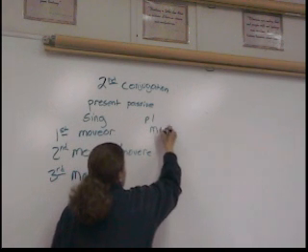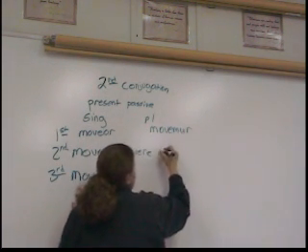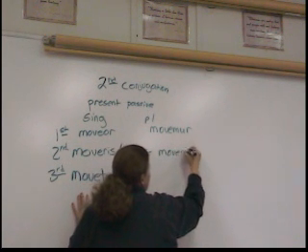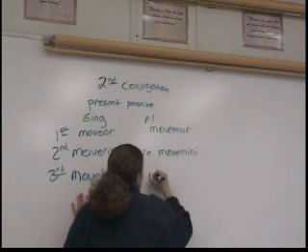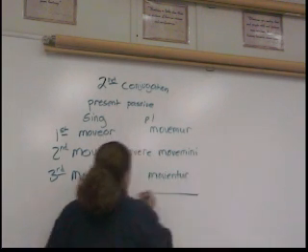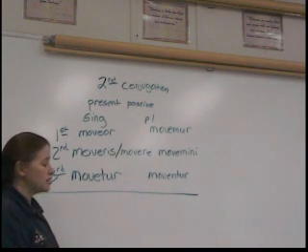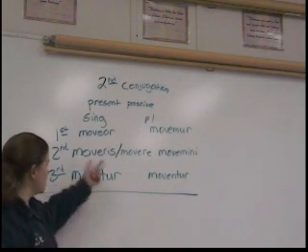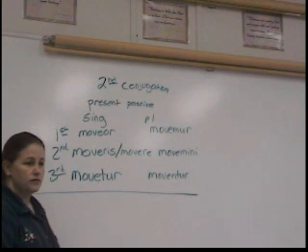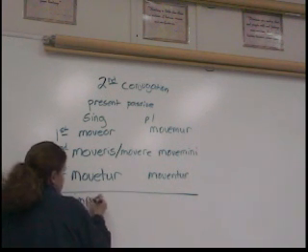First person plural, movemur. Second person plural, movemini. And third person plural, moventur. So it works just like the first conjugation, except you have e's instead of a's. And other than that, it's pretty much the same. Imperfect passive.